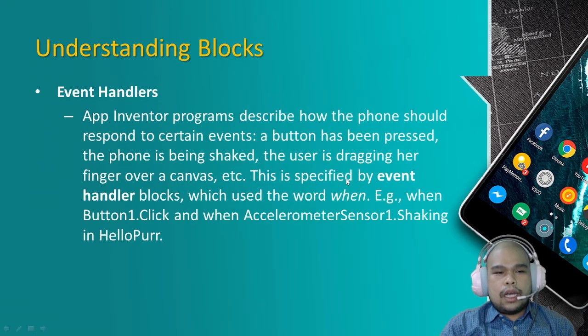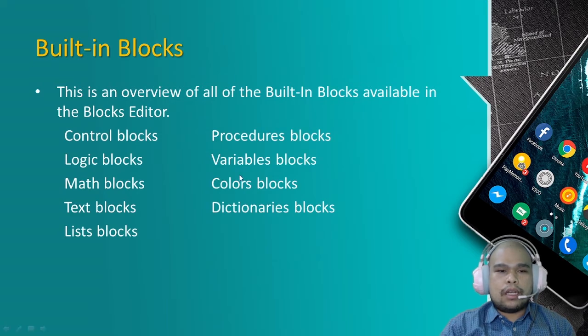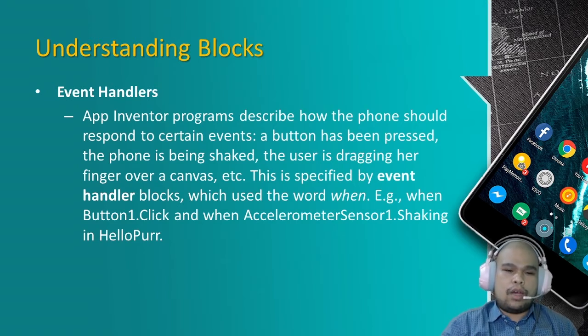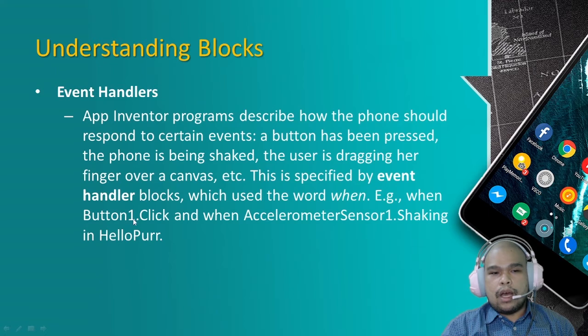So, next, after our categories of blocks, let's proceed. First is event handlers. App Inventor programs describe how the phone should respond to certain events. So let's say a button has been pressed, the phone is being shaken, the user is dragging her finger over a canvas, etc. This is specified by event handler blocks, which use the word when. For example, when Button1 is clicked, or when AccelerometerSensor1 is shaking. These are examples of the blocks we made earlier, so we call them event handlers.